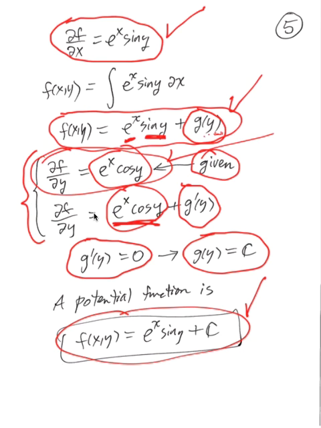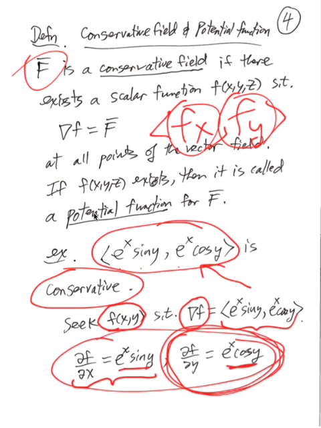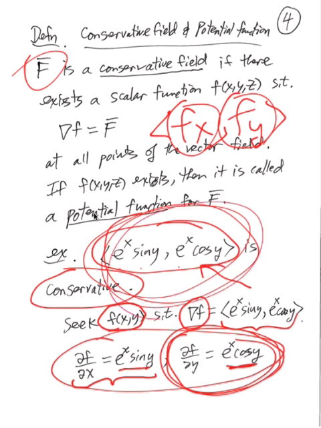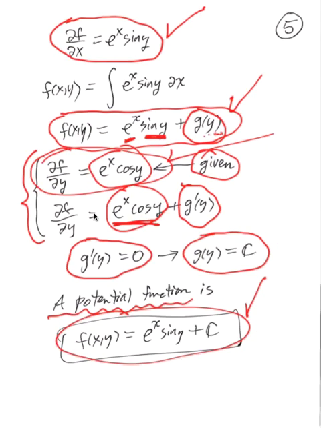So there exists a potential function that actually induces this particular gradient field. There indeed exists a scalar function that induces it via the gradient. Okay? Alrighty. Well, that's cool.